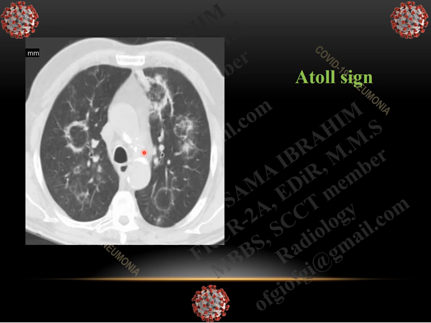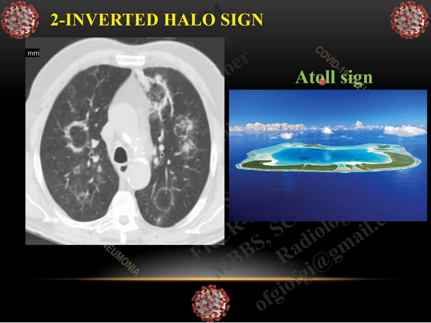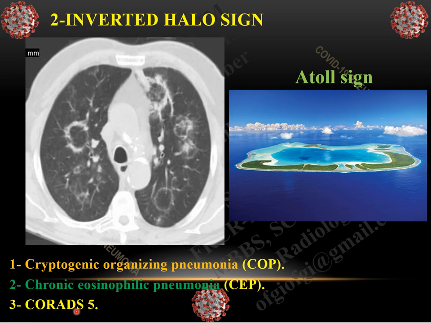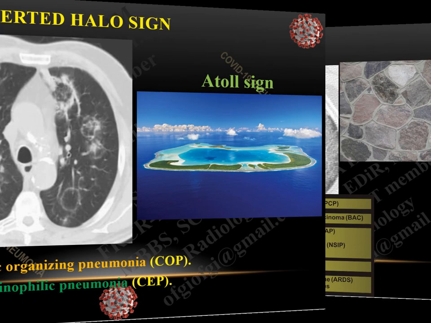The atoll sign is the second sign. It is also called the inverted halo sign. This sign is represented in CT by the presence of a ground glass opacity nodule surrounded by an edge of consolidation, called the atoll sign, representing islands of water surrounded by land at the edge. With the atoll sign or inverted halo sign, the most likely diagnosis is cryptogenic organizing pneumonia or chronic eosinophilic pneumonia. It sometimes occurs with CO-RADS 5 classification, as we'll discuss later.